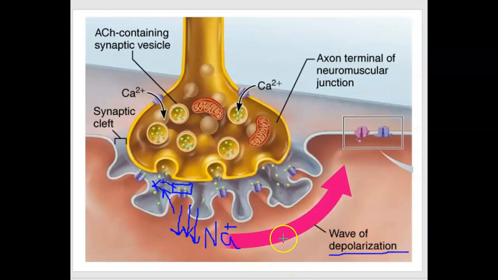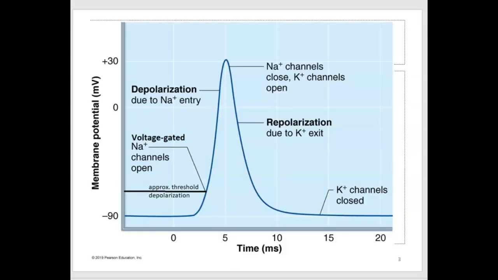Now, if depolarization reaches threshold, which we'll talk about in a second, then some other channels open and close on the neighboring side of the membrane. And those will be called voltage-gated channels. They are ion channels, just like in a neuron. So what will happen is an action potential will occur in the muscle cell, not in a neuron, but in a muscle cell.